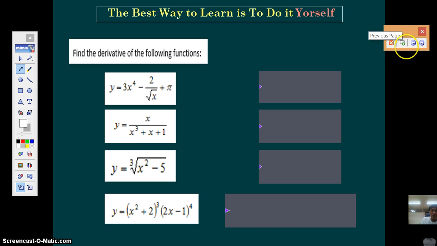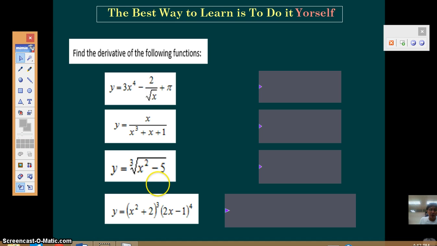Now, let's move on to my favorite part again. The best way to learn is to do it yourself. I have here 4 functions. I want you to get the derivative and use the rules for practice. This one is very easy. The answer is this.